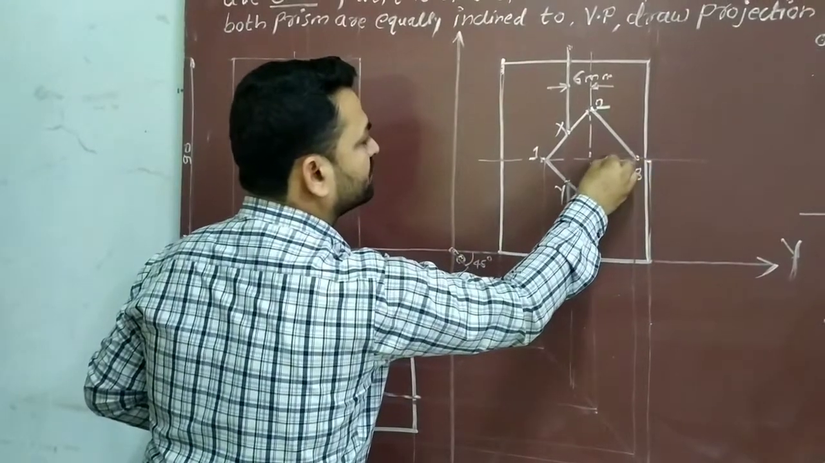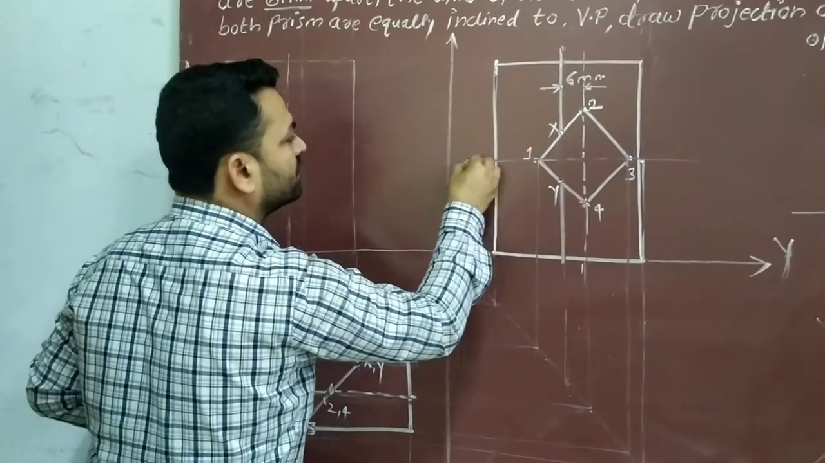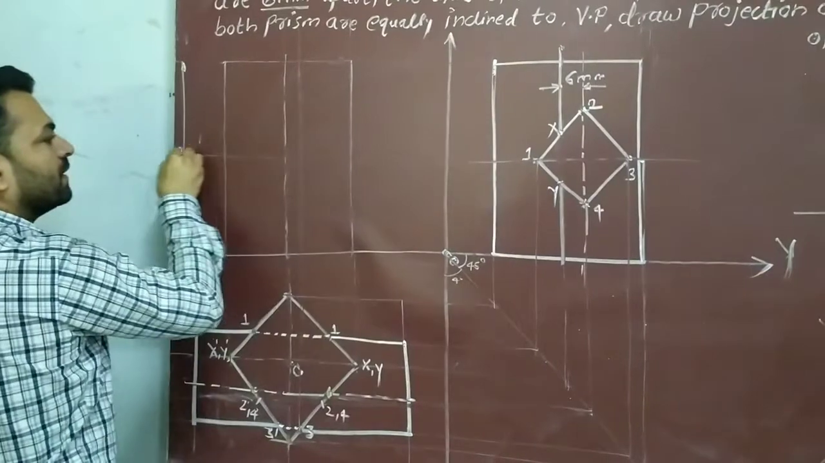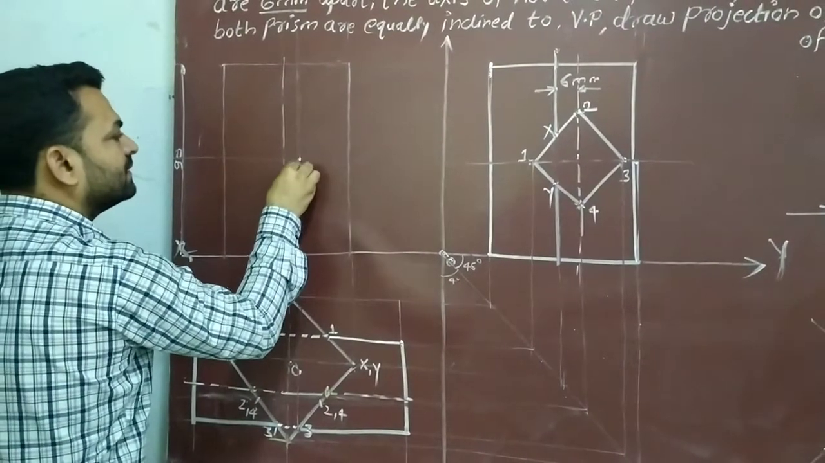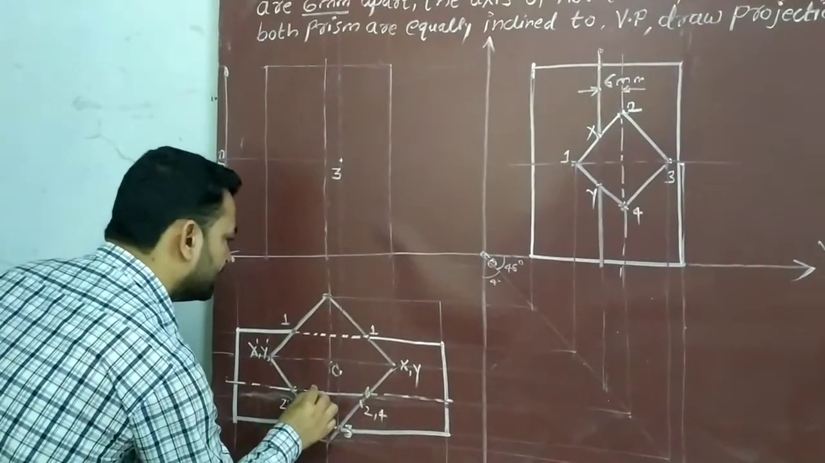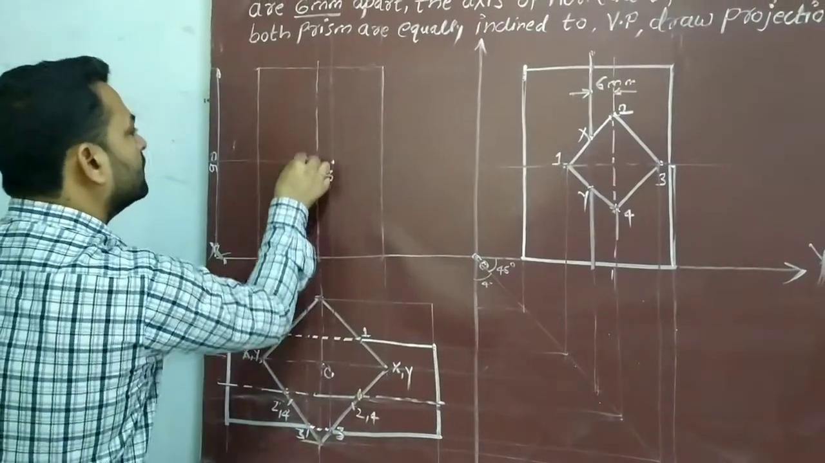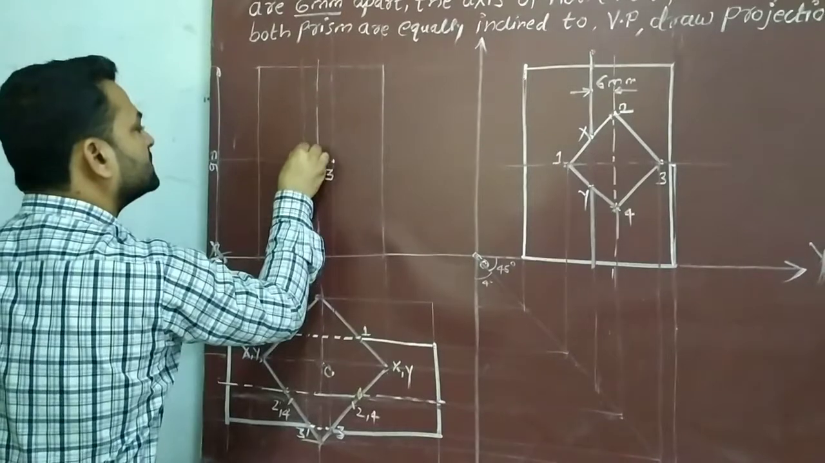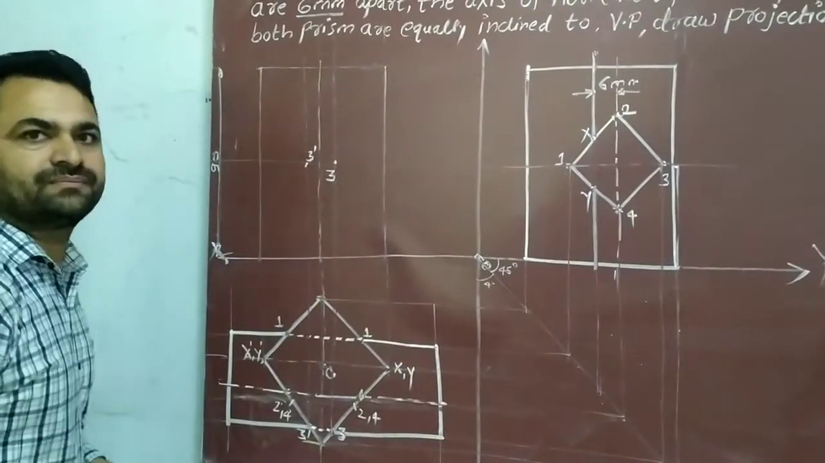Again, take projection from side view to front view of point number 3. Okay, so here we get point 3. Similarly, here is also point 3, 3 dash we can say. So this is the 3 dash.